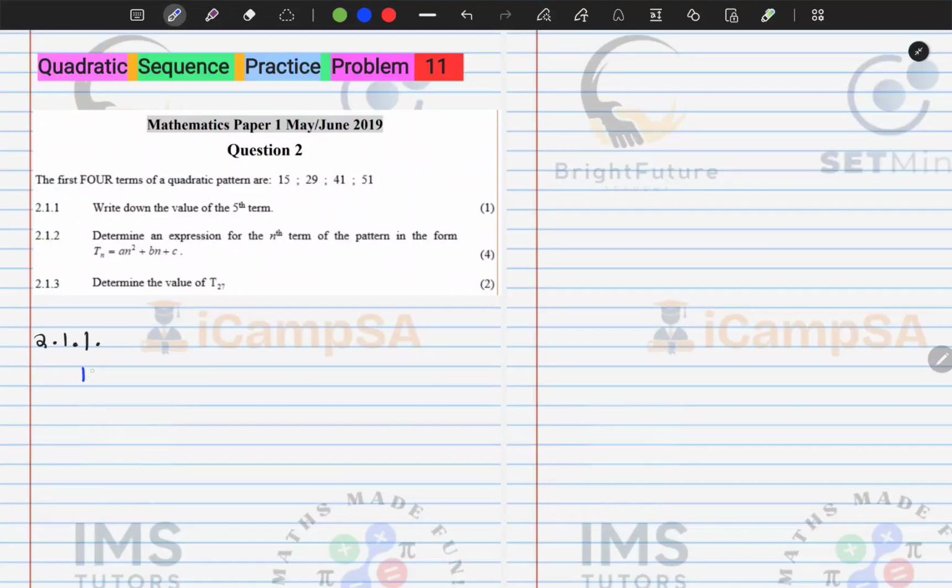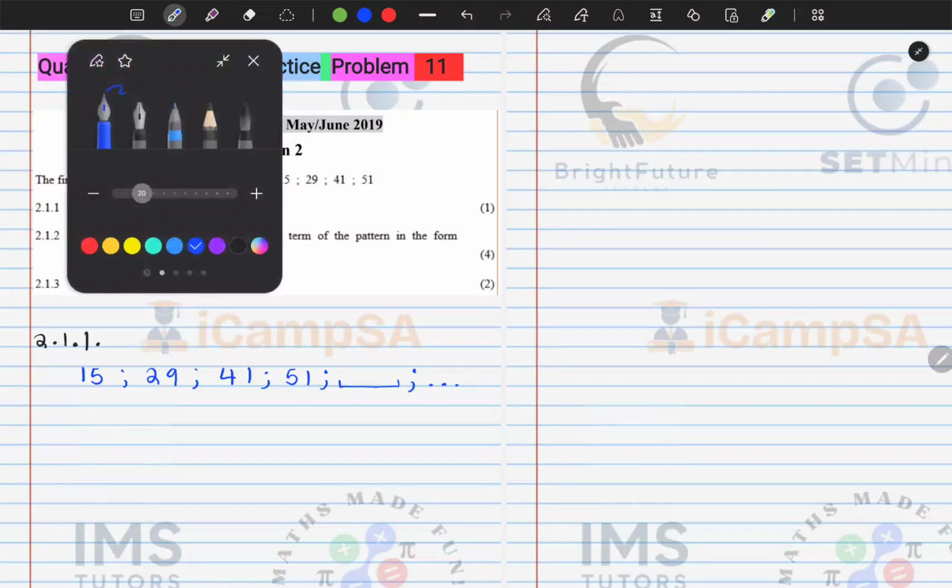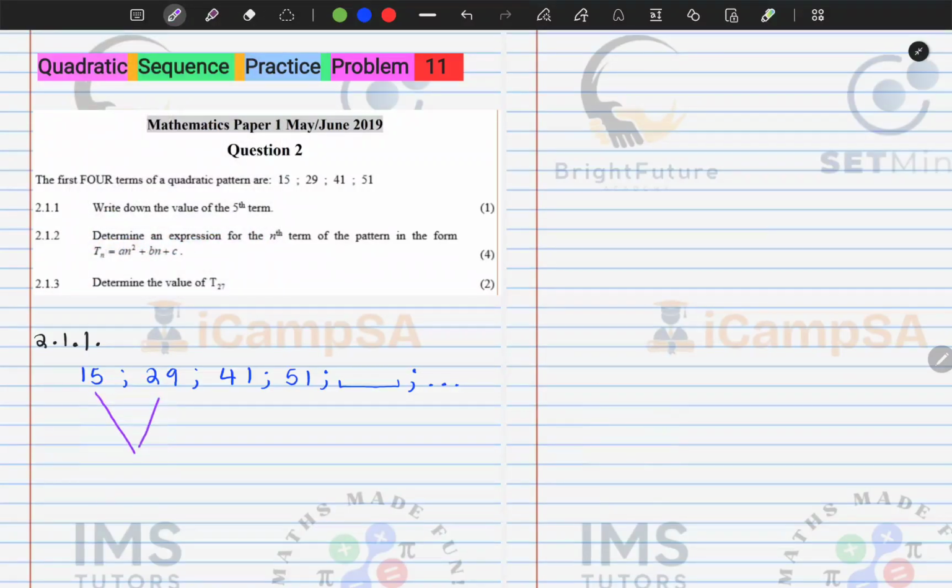So let's write down what we have. What we have is 15, 29, 41, 51, and what we are looking for, and so on. The easiest thing we can do is to find the differences. So this difference will be 14, and then we can go ahead and do 41 minus 29, which will end up giving us 12. Then we go for the next one, which will be 51 minus 41, which will give us 10.